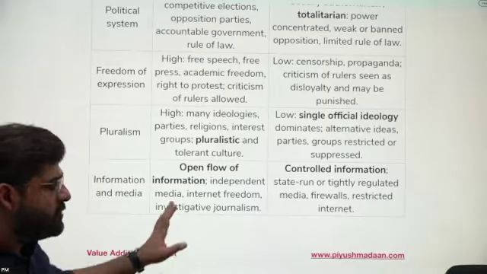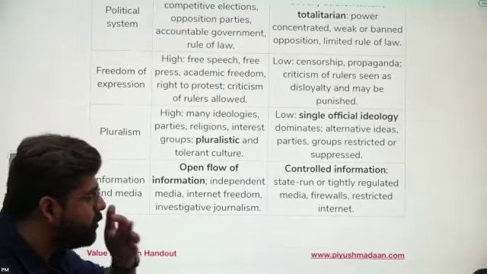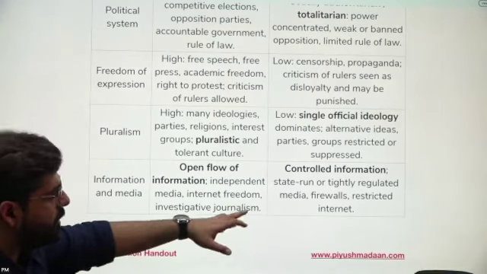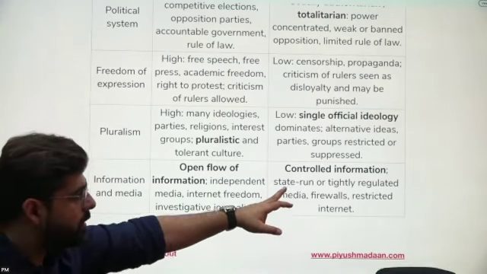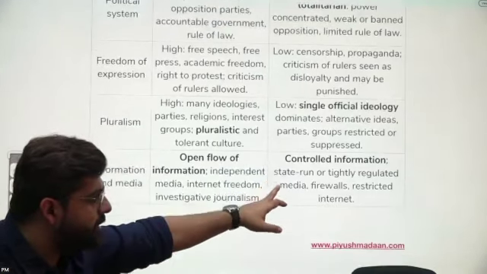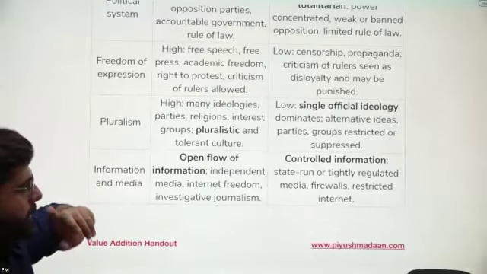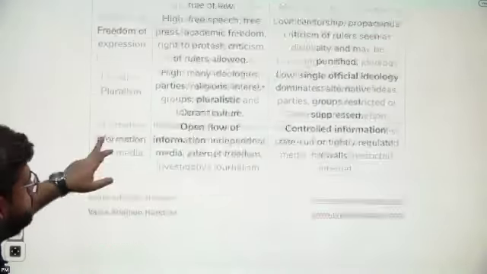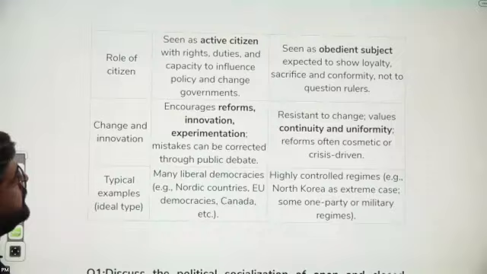Information and media: here there is open flow of information. Here there is controlled information. Okay, state run, the Global Times of China, if you know that. Global Times, state run, a major media outlet of China, or tightly regulated. Role of citizen: the citizen is seen as an active citizen with rights, duties, and capacity to influence policy. Here the citizen is seen as an obedient subject.